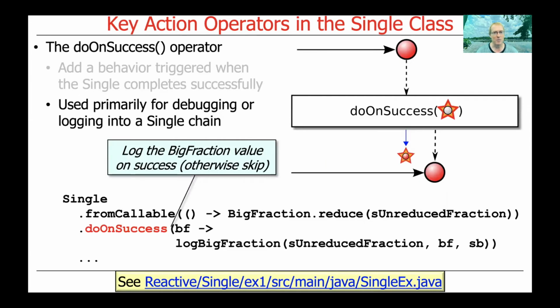Because of this, it's typically used for debugging or logging in a chain of operators that are called on a Single. Here's an example that we'll talk about later when we get into the case study for this lesson. We're going to use doOnSuccess in order to log the big fraction value, assuming that fromCallable succeeds. If an exception is thrown or something goes wrong, in that case, doOnSuccess will not be called.